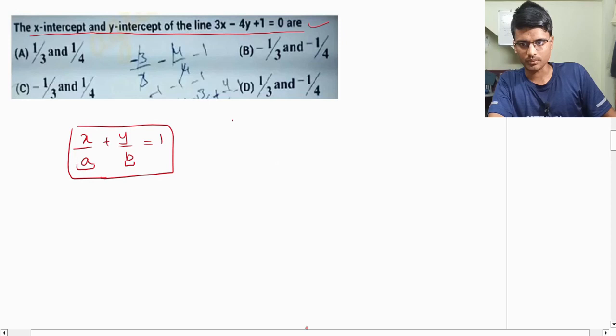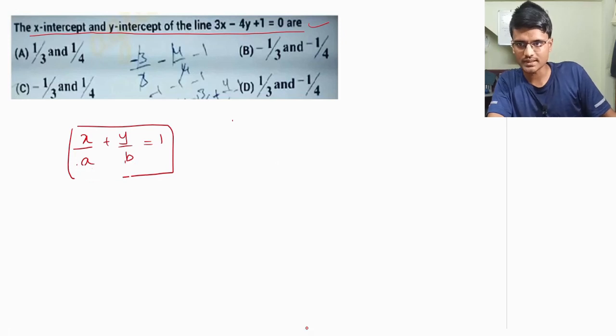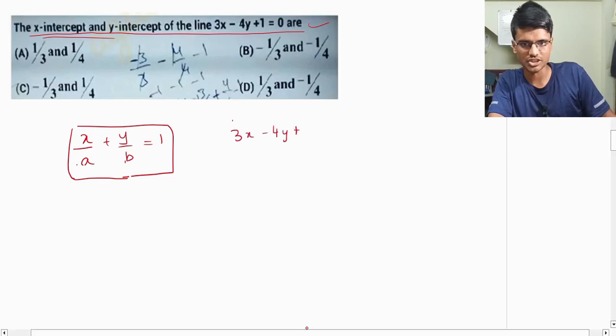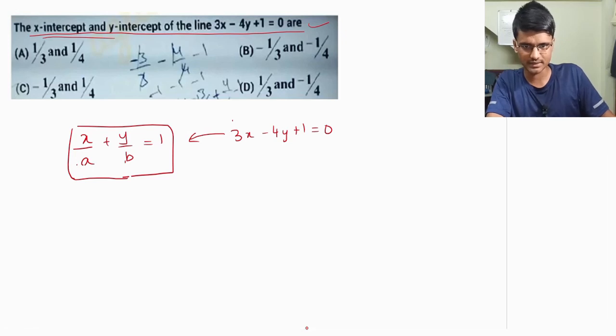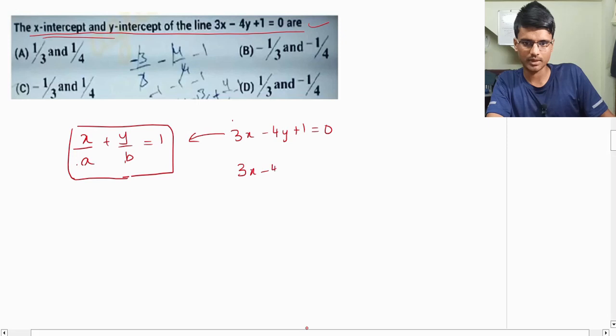They are asking us the x and y intercepts and they have given us the equation of the line. If I transform this equation into this form, then I can extract the x and y intercepts. I'll be doing that. So first, 3x minus 4y equal to minus 1, but we need plus 1, so I'll multiply by minus 1 on both sides. I'll get minus 3x plus 4y equal to 1.